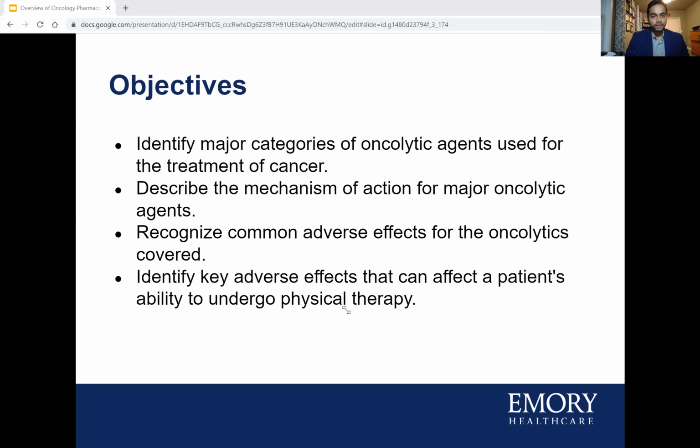By the end of this presentation, I would like for participants to be able to identify the major categories of oncolytic drugs we use, describe the mechanism of action for these drugs, recognize common adverse events, and then identify key adverse effects that can affect a patient's ability to undergo physical therapy.